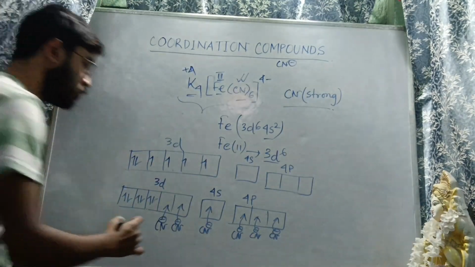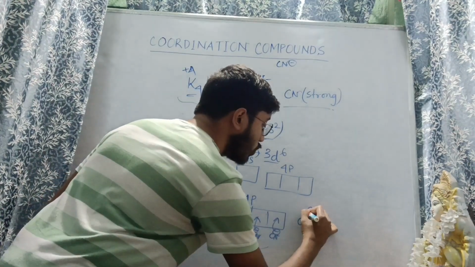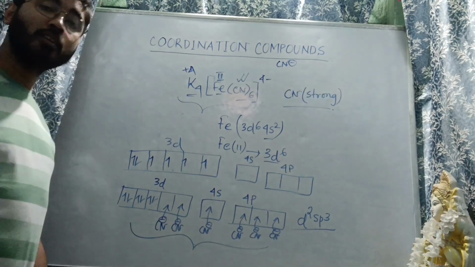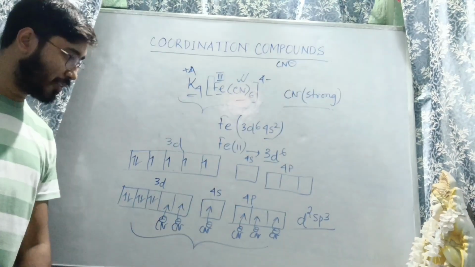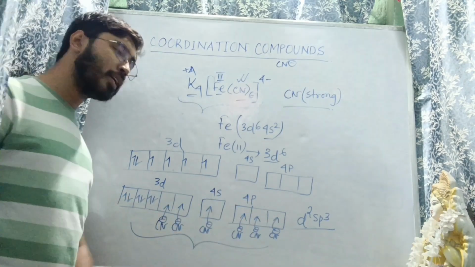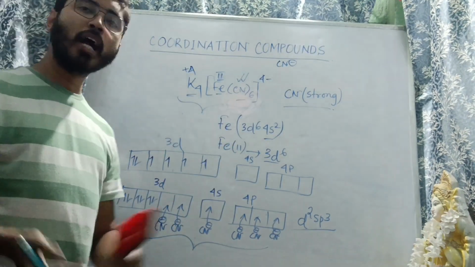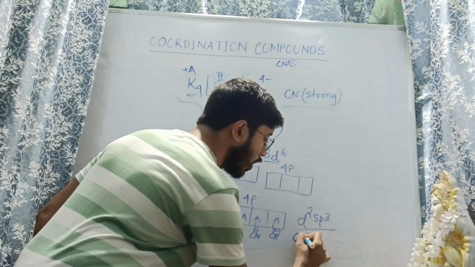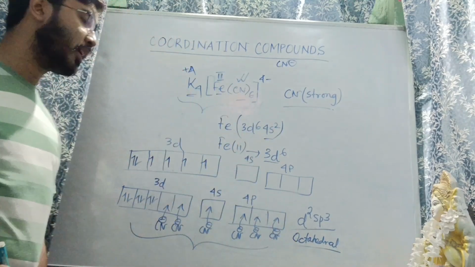So what is the hybridization? The hybridization is d2sp3. It means the inner d orbital is involved in hybridization, and it signifies the formation of an inner orbital complex. So when the coordination number is 6 and the hybridization is d2sp3, the structure must be octahedral in nature.